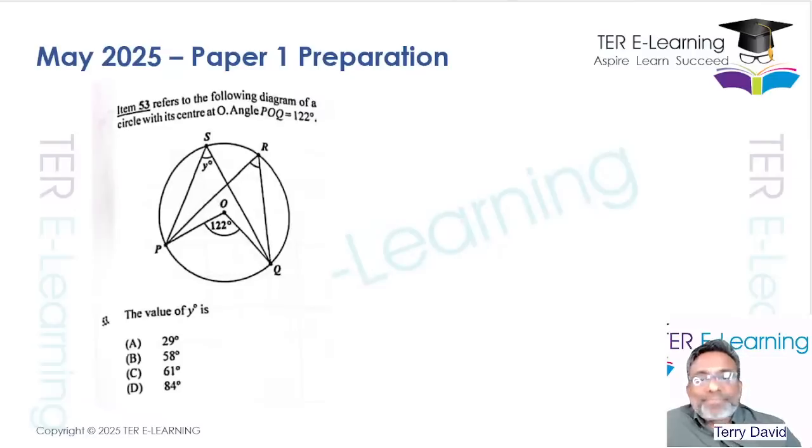Let's check that. What I would do if I were you is use one of those circle geometry rules. This angle here is 122, formed at the center by points P and Q. You can also form an angle at the circumference. All you need to do is take 122 and divide that by 2, and that gives you 61. So the answer here is going to be C.